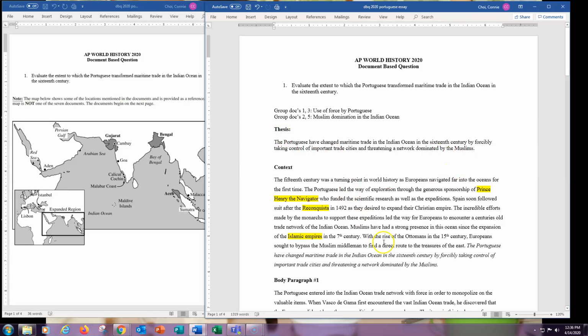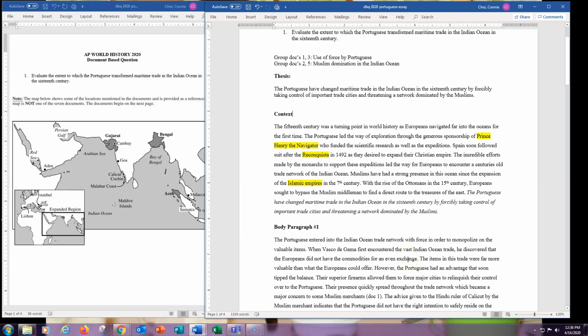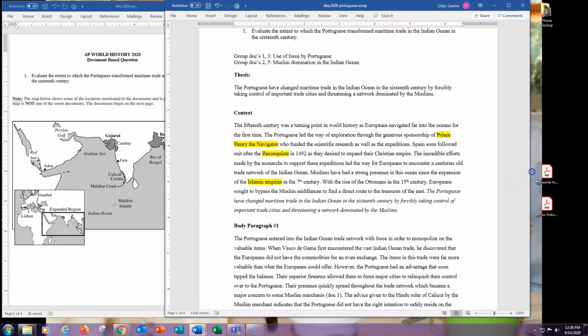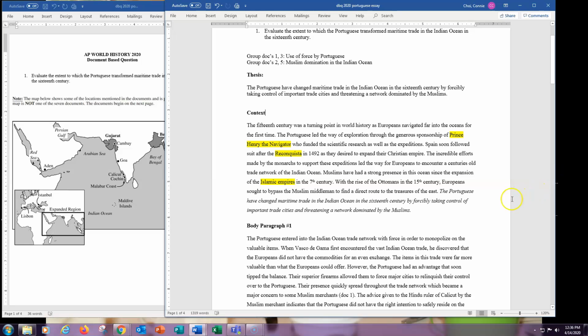Now that I have my thesis statement, I can clearly think back to the historical background that's going to lead me to this thesis statement. So I'm going to start off my context here. The 15th century was a turning point in world history as Europeans navigated far into the oceans for the first time. So I'm starting with a very broad statement. The Portuguese led the way of exploration through the generous sponsorship of Prince Henry the Navigator, who funded the scientific research, as well as the expedition. Spain soon followed after the Reconquista in 1492, as they desired to expand their Christian empire.